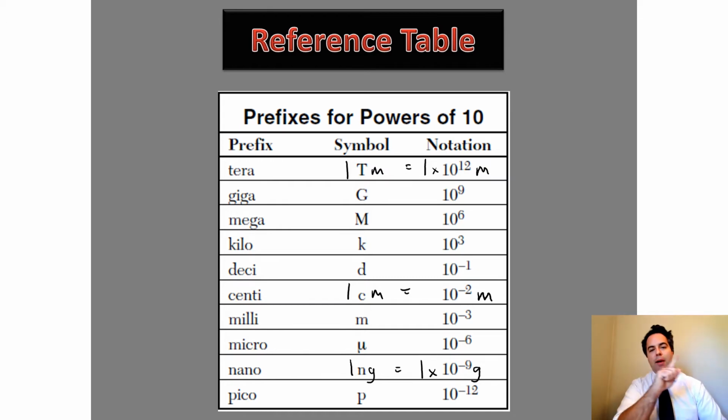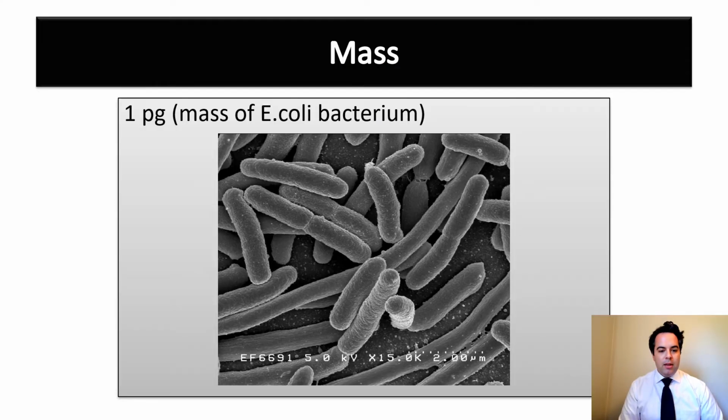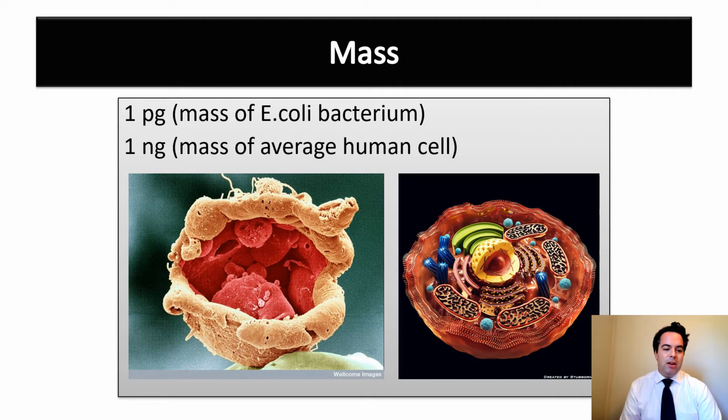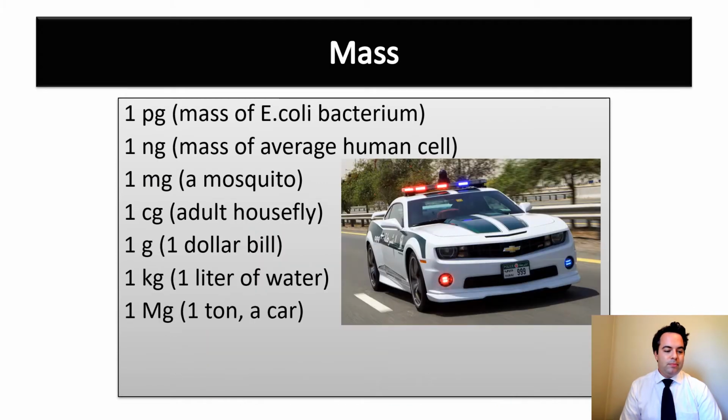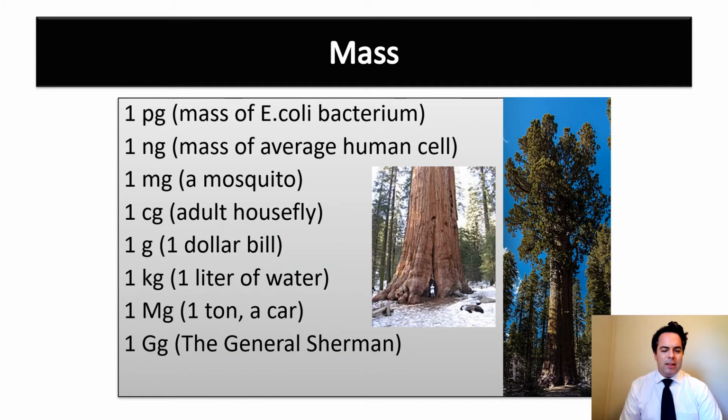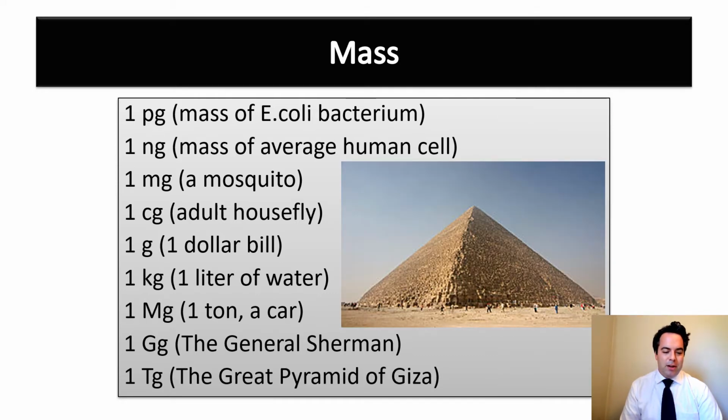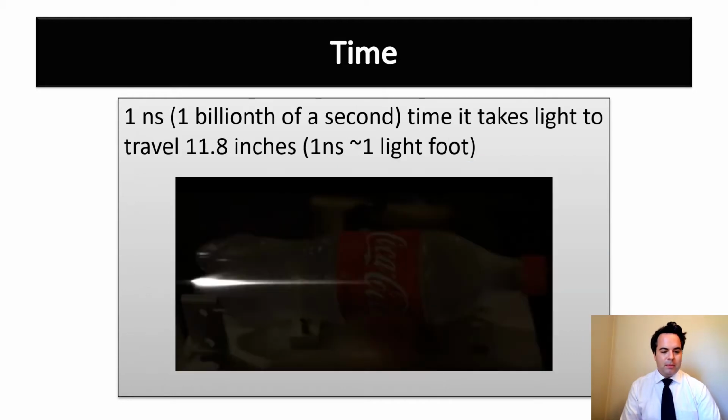So it's important to know how many of one thing is equal to the other when you do dimensional analysis and stuff like that. So these are just some examples to give you an idea for when you're estimating values. You do not need to memorize any of these. I think it's just kind of cool. 1 picogram is the mass of a bacteria, 1 nanogram, human cell. You could see the rest of these. This is like the biggest tree in the world, 1 gigagram, and 1 teragram is the Great Pyramid of Giza.